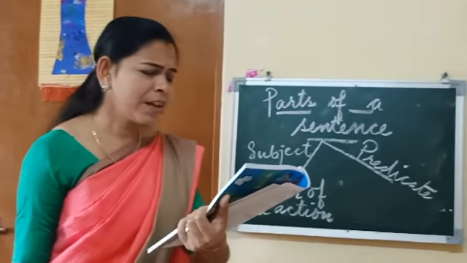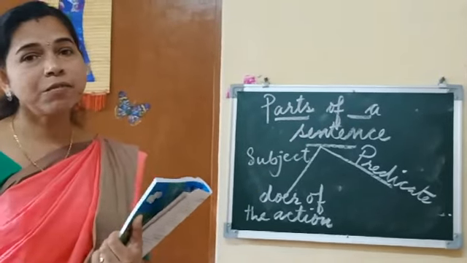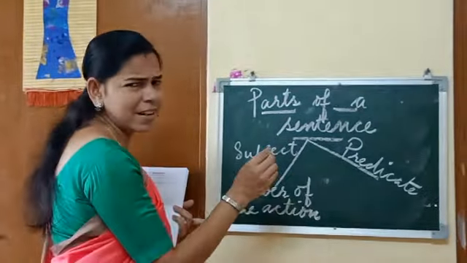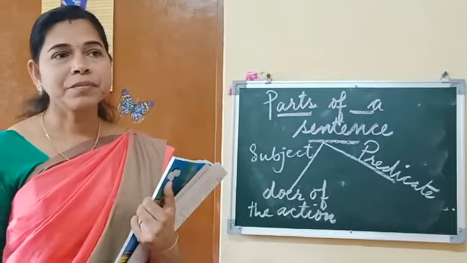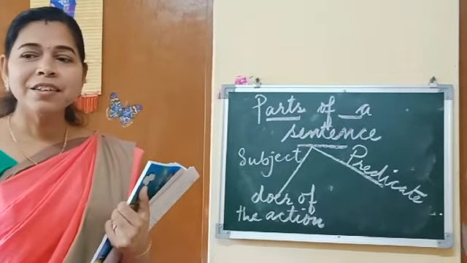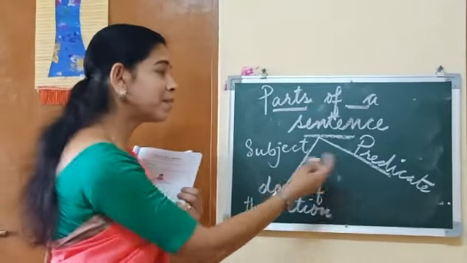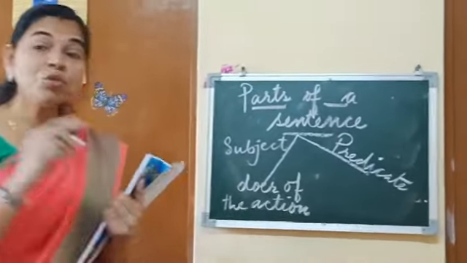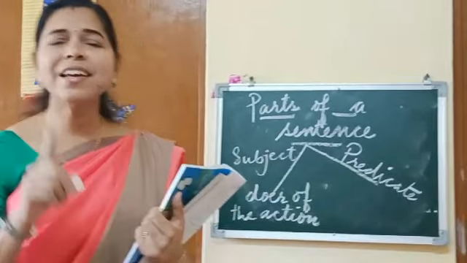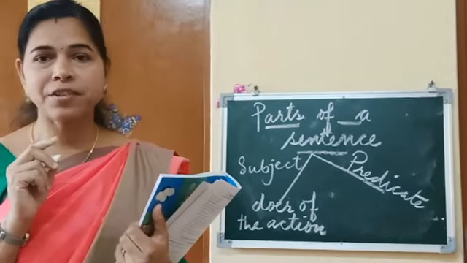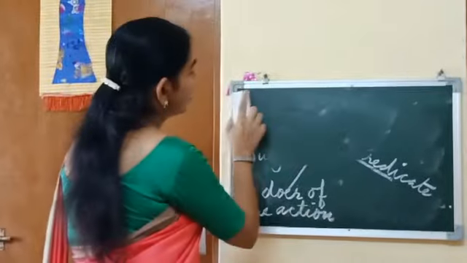And what is predicate? Whatever is stated about the subject is called predicate. Stated means said. Whatever is said about the subject is known as predicate. Have you understood me? So sentence is having two parts. First one is subject and next is predicate. Subject means the doer of the action, and the predicate is whatever is stated about the subject. I will show you one or two examples so it will be clear.